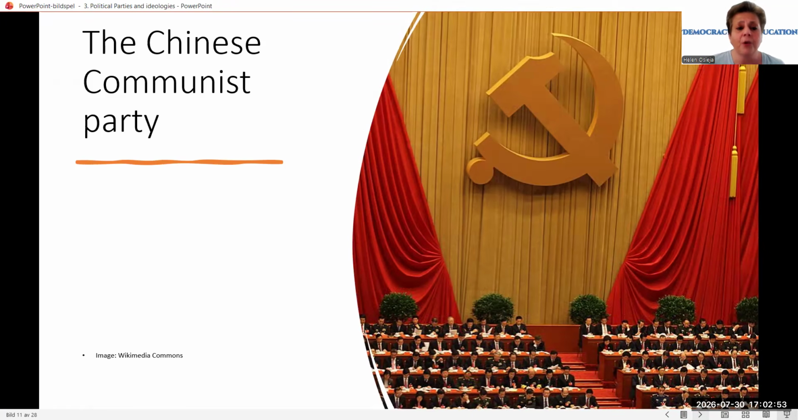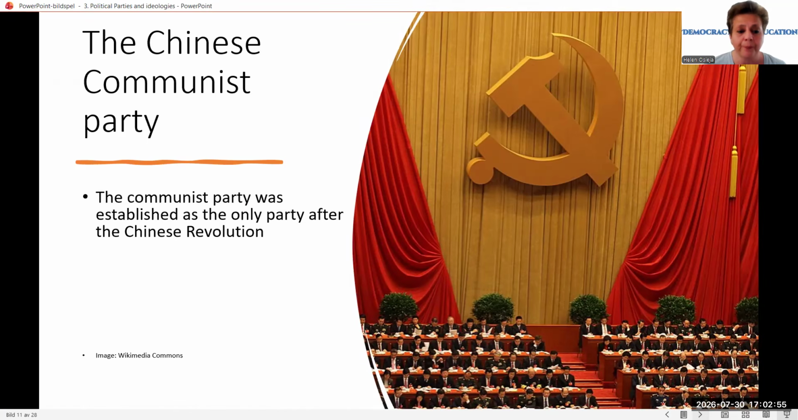the Chinese Communist Party. The Communist Party was established as the only party after the Chinese Revolution of 1949, headed by Mao Zedong.